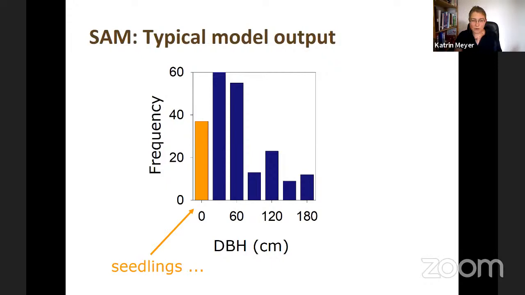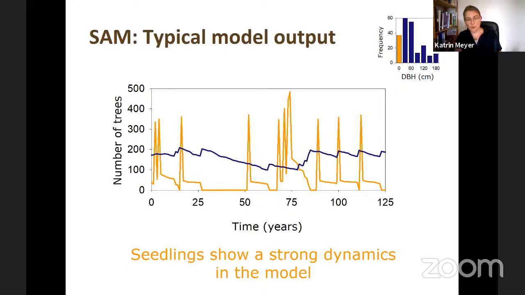And if you now consider the first diameter at breast height class as seedlings, this orange one, then the nice thing about such a modeling approach is that you can zoom in, that you can look into these dynamics, and have an idea of what's actually happening there with the seedlings, and how this looks, for example, over time. And this is how this looks over time. So here you have on the y-axis the number of trees, plotted over simulated time in years, up to 125 years. And if you first look at the blue line or purple-blue line, you see that it shows some oscillations, but it's relatively stable. So that's the old ones, the older trees.